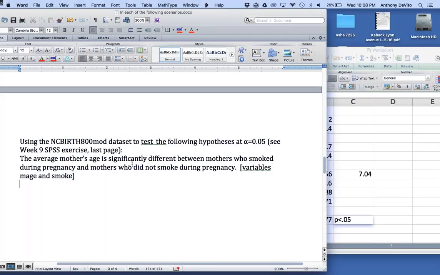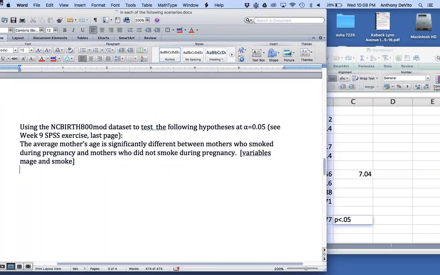Okay, in this case, the numbers that you're working with, the age of the mothers, group one is the mothers who didn't smoke, group two is mothers who did smoke, two different women in the two groups of numbers. Okay, so that's a non-paired sample.